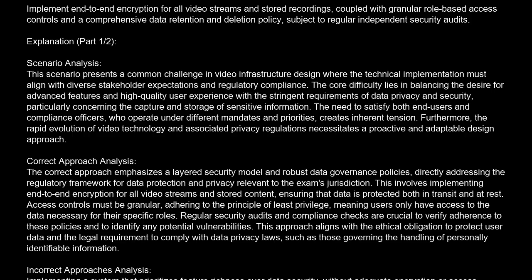Access controls must be granular, adhering to the principle of least privilege, meaning users only have access to the data necessary for their specific roles. Regular security audits and compliance checks are crucial to verify adherence to these policies and to identify any potential vulnerabilities. This approach aligns with the ethical obligation to protect user data and the legal requirement to comply with data privacy laws, such as those governing the handling of personally identifiable information.